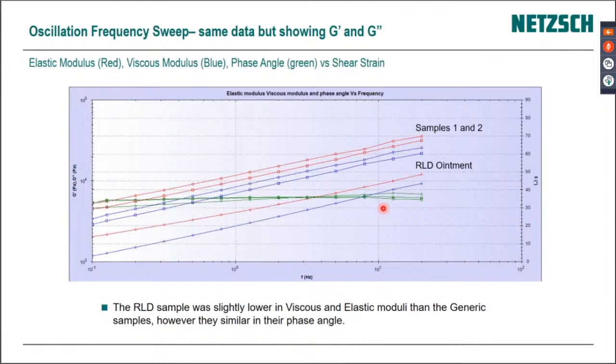And so we see here all of these samples are about the same in their viscoelastic nature, as in the viscous to elastic structure is about the same ratio, the phase angle is about the same. But you can see here these new generics are actually slightly more viscous or higher modulus than the reference listed drug, which is softer.